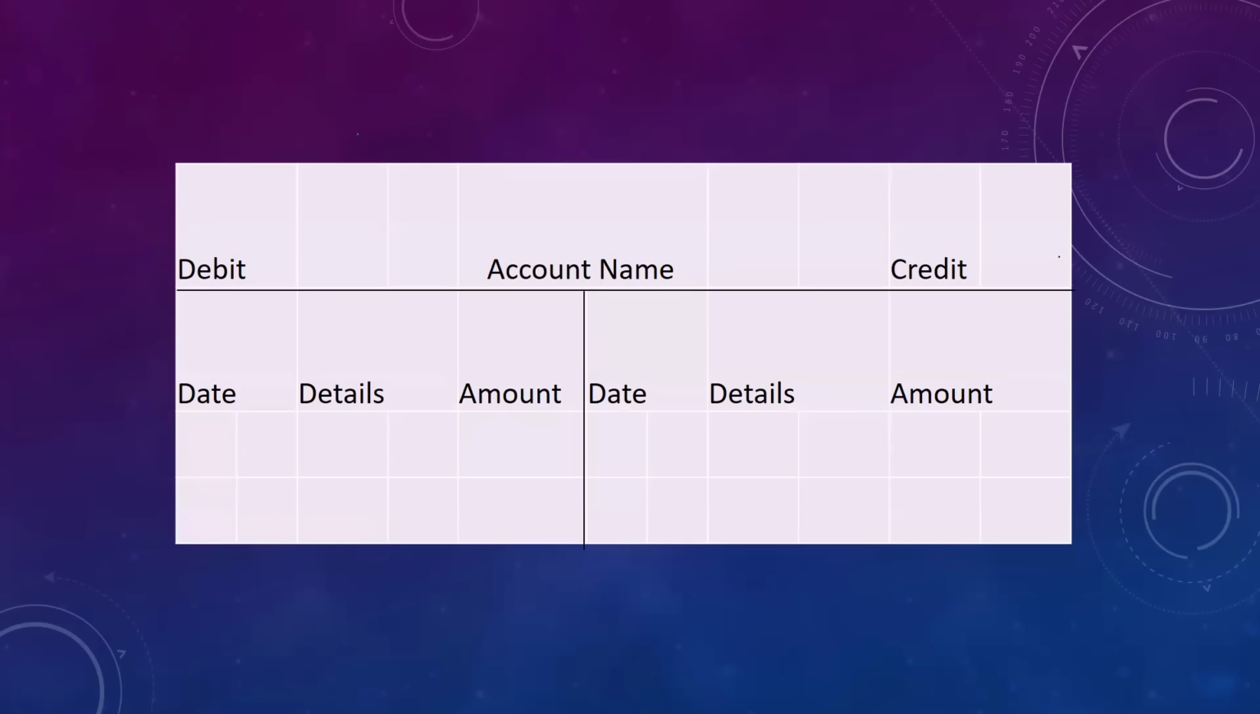This is what a T account will look like, for those who may not know. You'll have the name of the account. The left side of the account is the debit side, and the right side of the account is the credit side.